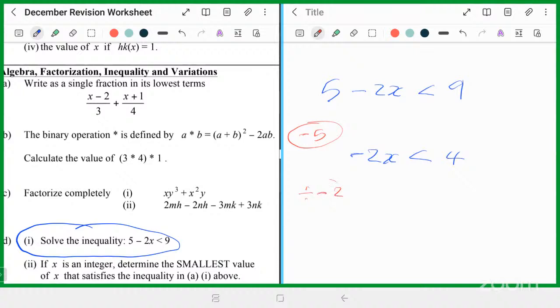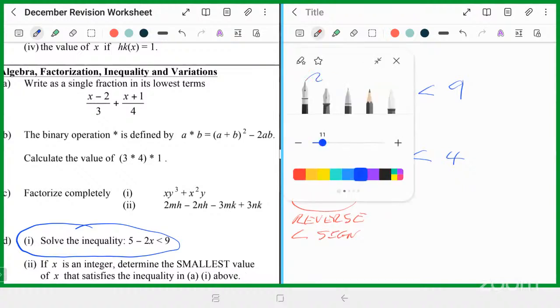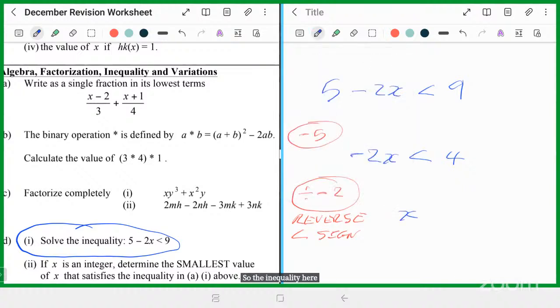So this time, look how we're dividing with a negative number, we have to reverse that less than sign. And so the inequality here becomes x. When I divide this by the -2, this sign is reversed to greater than. Then this 4 divided by the -2 gives me -2. So that says that x is greater than -2. That's a solution for part 1.